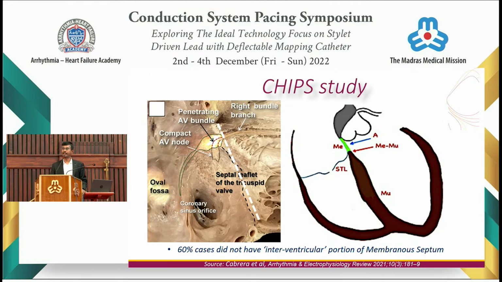And this was exactly what Cabrera had also shown in his dissected specimens: in 60% of the cases he found that the interventricular portion of the membranous septum was absent, just absent. It could highly depend on the delamination of the tricuspid valve leaflets during embryological evolution, but the attachment of the septal leaflet defines the interventricular and the atrial aspects of the membranous septum. As shown in this dissected specimen, this is where the tricuspid valve plane is, and all the membranous septum is seen on the atrial aspect, not on the ventricular aspect.